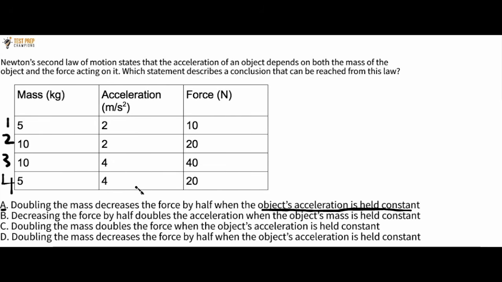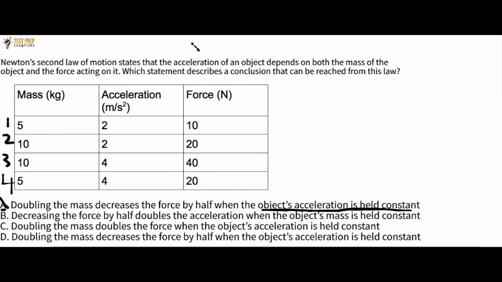And if we want to look for an example of the mass doubling, from case 4 to case 3 we see that the mass doubles, because in case 4 it's 5, in case 3 it's 10. When the mass doubles, we see that the force also doubles. Note that the force is 20 in case 4, and in case 3 it's double. So there are two different ways to look at this, but either way, we don't see the force decreasing by half.